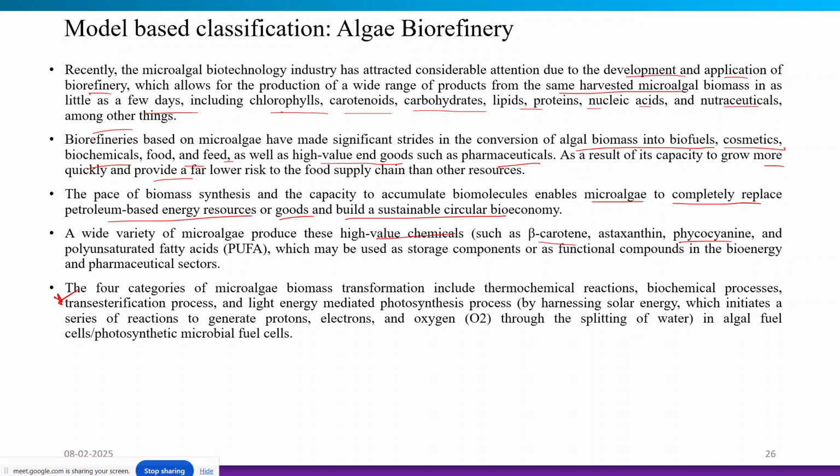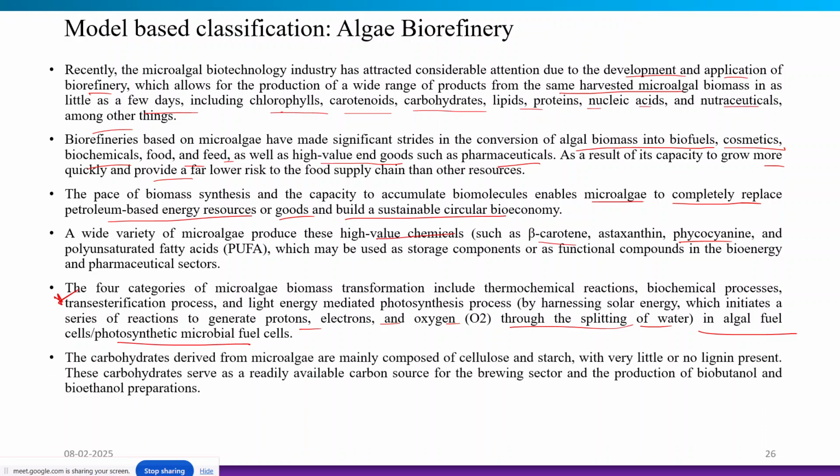the light energy mediated photosynthesis process by harvesting solar energy, which initiates a series of reactions to generate protons, electrons, and oxygen through splitting of the water. So in algal fuel cells or photosynthetic microbial fuel cells, the carbohydrates derived from the microalgae are mainly composed of cellulose and starch with very little or no lignin present. So these are very simple to hydrolyze or ferment. These carbohydrates serve as a readily available carbon source for the brewing sector or the production of biobutanol or bioethanol.